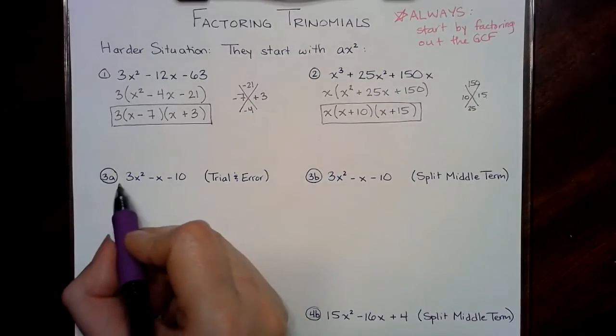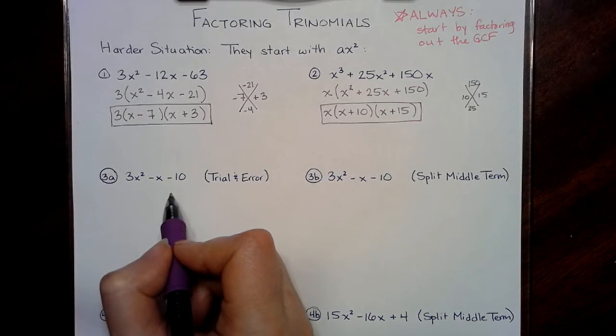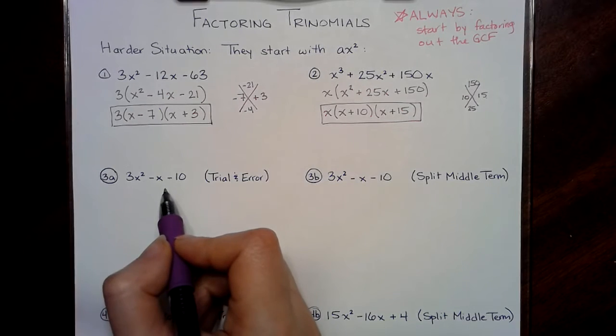Now, if I look at number 3, this trinomial does not have a greatest common factor, or rather its greatest common factor is 1, so it's not useful to pull that out. So what do I do in this case?